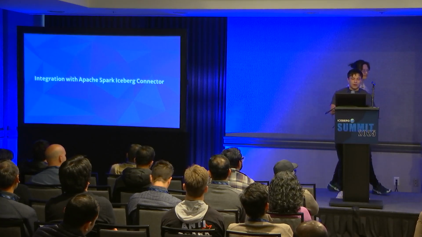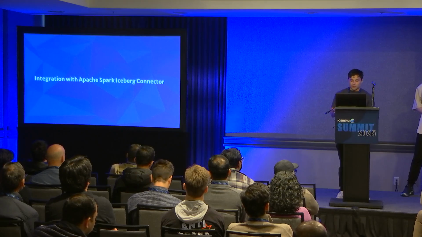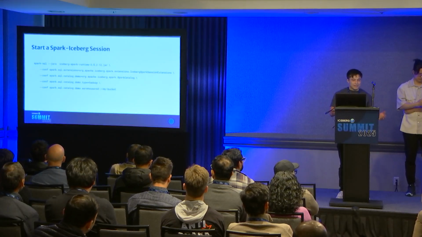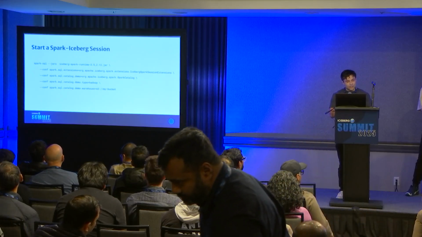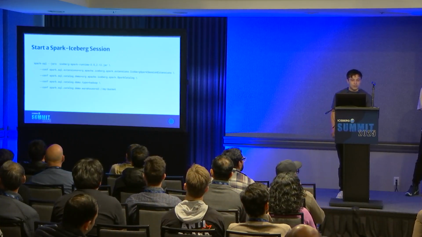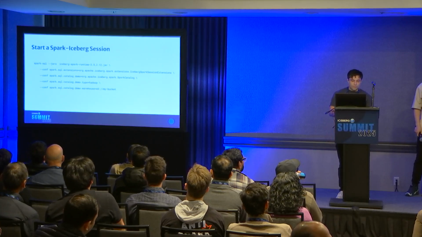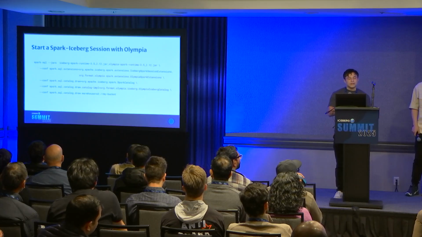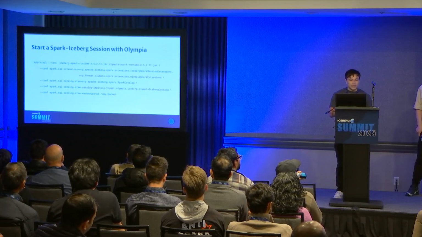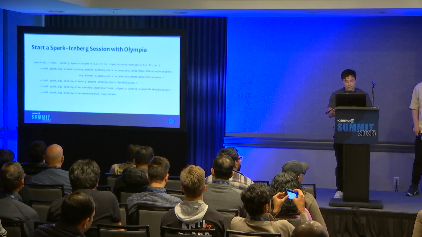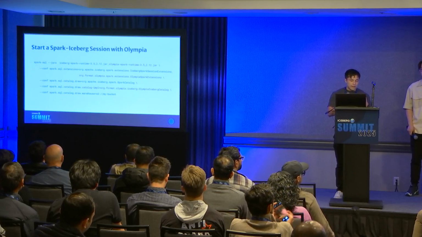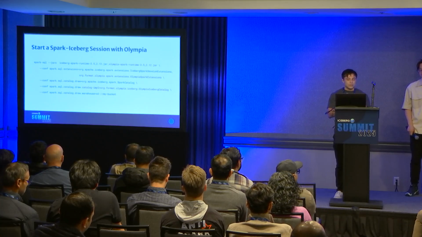Okay, so I'll be going over the integration with the Apache Spark Iceberg connector. Well, multiple integrations, but here we'll start with Apache Spark. First and foremost, as you have probably all seen before, this is how you start a Spark SQL session with Iceberg: just applying all the jars and the session extensions. However, with Olympia, we have our own jar that you need to supply, as well as some of the Olympia-specific logic, such as the Olympia Spark extensions, and how to interact with Olympia with the Java catalog.